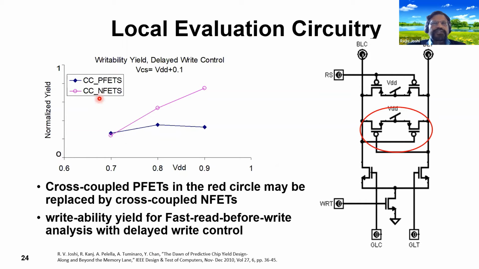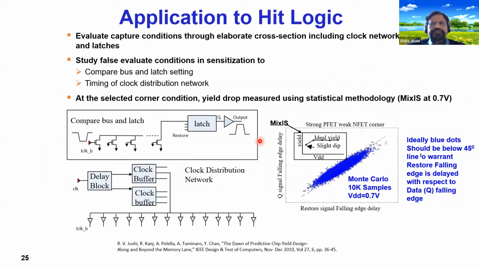Cross-coupled PFETs, shown in dark blue, have lower yield versus cross-coupled NFETs at the strong P, weak N corner. So you can now choose the topology suited for your circuitry using these predictive methodologies. Okay, so this next application is to the hit logic.